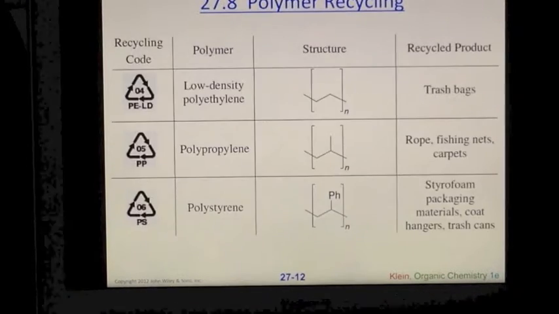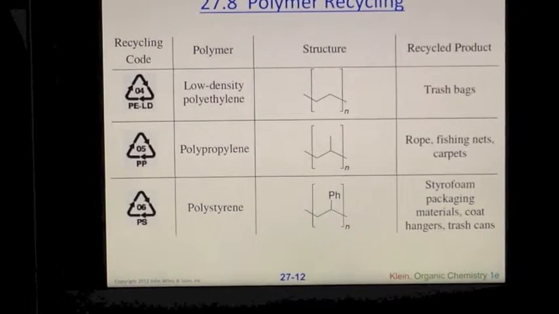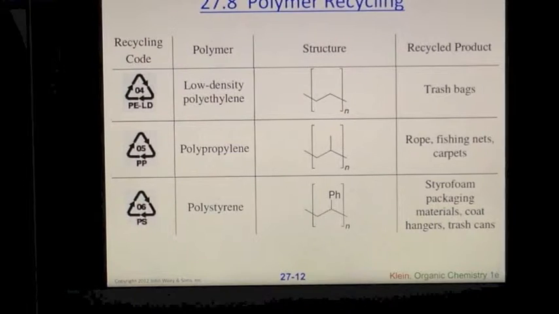These are three different examples of polymer recycling. There's low-density polyethylene, which can be recycled into trash bags; polypropylene, which can be used for ropes, fishing nets and carpets; and then polystyrene, which is used for styrofoam packaging materials, coat hangers, trash cans, etc.